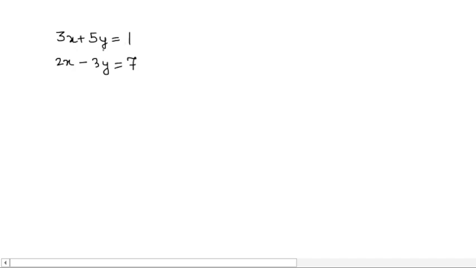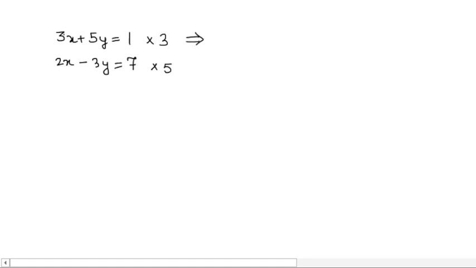Okay, so say for example, I choose to equate the coefficients of y. Now for y, what I'll do is I'll cross multiply the coefficients of y. For example, equation 1 will be multiplied with the coefficient of this y, 3, whereas the second equation will be multiplied by the coefficient of this y, 5. Now let's see what we get when we multiply them.